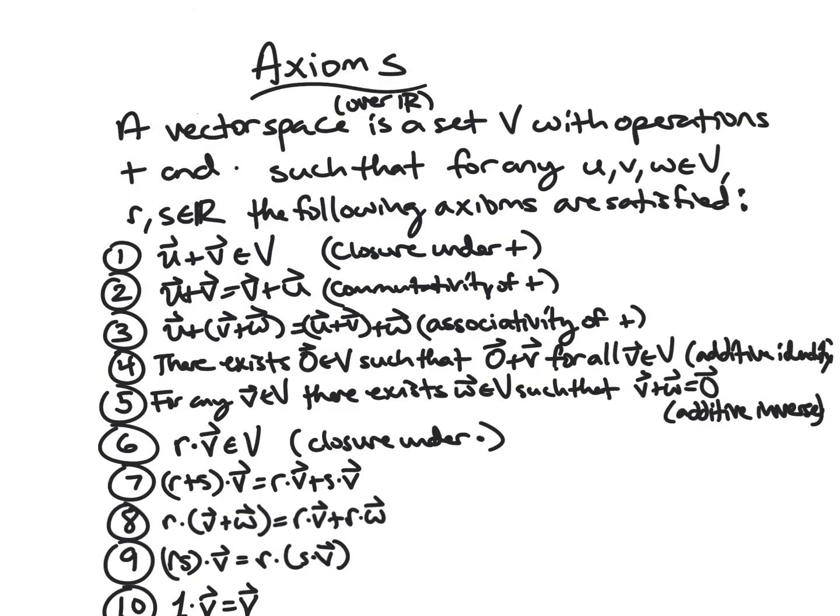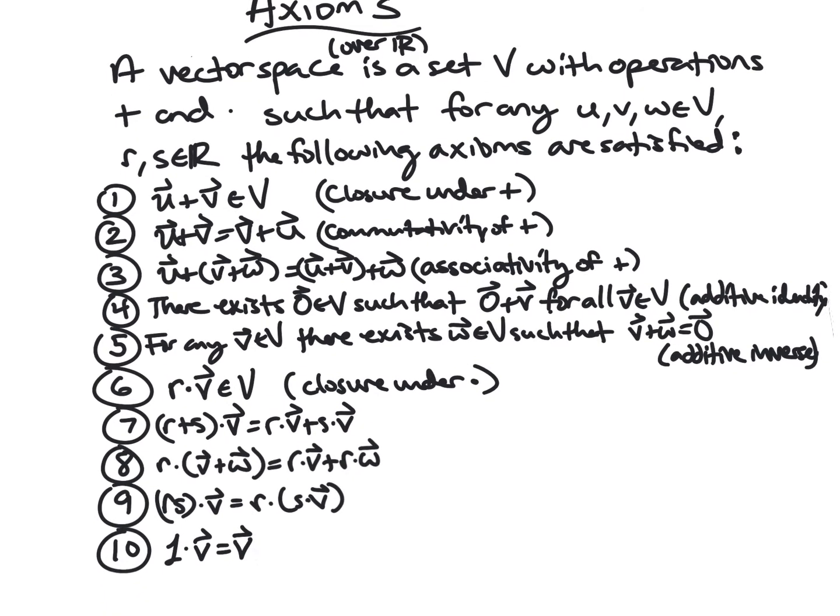Hello everyone. In this video we are going to talk a little bit more about vector spaces, their axioms, some examples, and some non-examples. Alright, so here's a list of all the axioms. Again, this is for a vector space over the real numbers, so the scalars or coefficients are real numbers here, and that would be the case for us almost all of the time. And so we just have these 10 axioms.